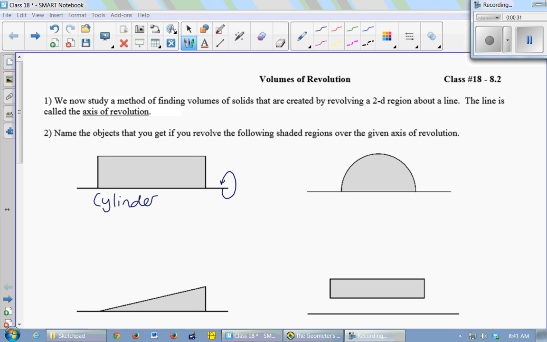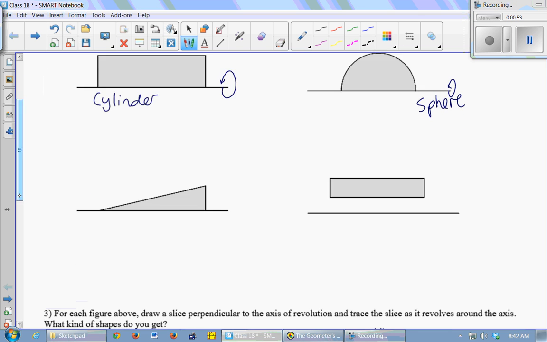And how about if I take a hemisphere and revolve it about that line, what do I get? A sphere. I should have said that semicircle, not hemisphere. Take that semicircle, revolve it around the line, you get a sphere. How about if I take this right triangle and revolve it about the line? A cone, yep.